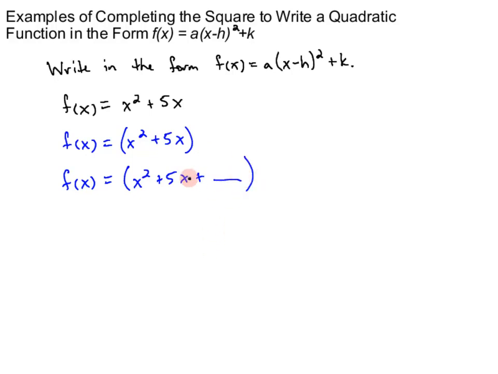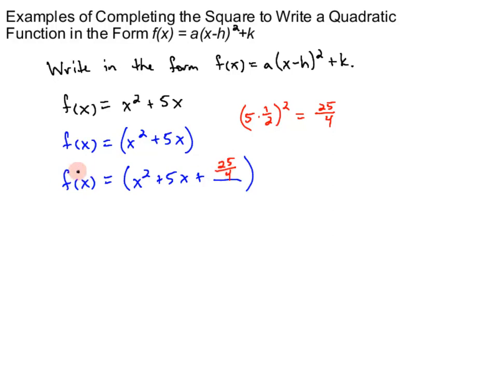And I have to figure out what to add here, so I take the 5 times a half and square it. So that's 5 halves squared, which gives you 25 fourths. So I'm going to add 25 fourths. Now in doing this I've unbalanced this equation, so I need to somehow balance this positive 25 fourths out.